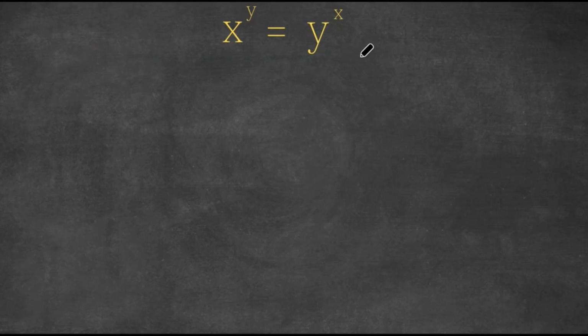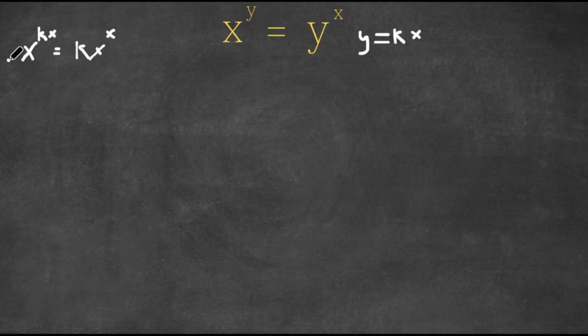So what I'm first going to do is I'm going to set y equal to kx, where k is a constant. So now I'm going to rewrite the equation with y equaling to kx. So this would give us x to the power of kx equals kx to the power of x.